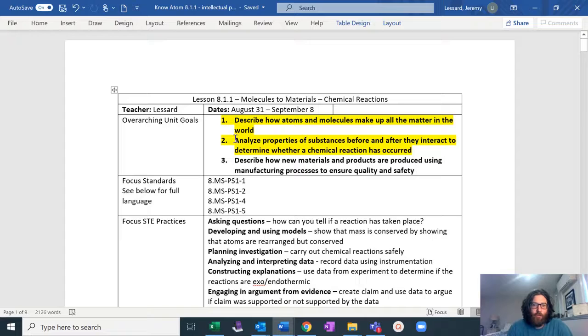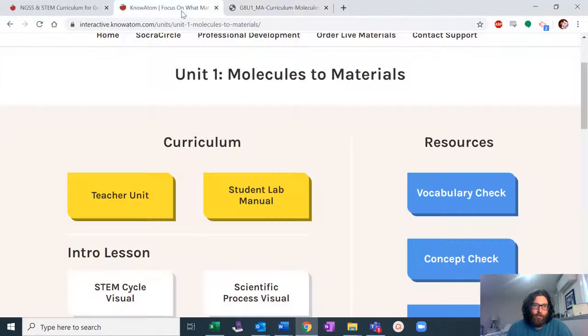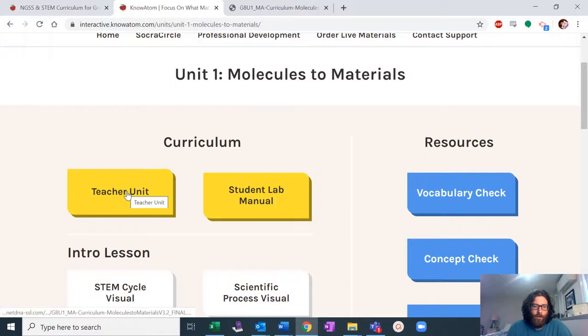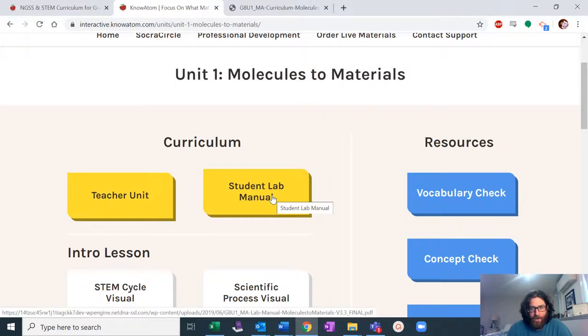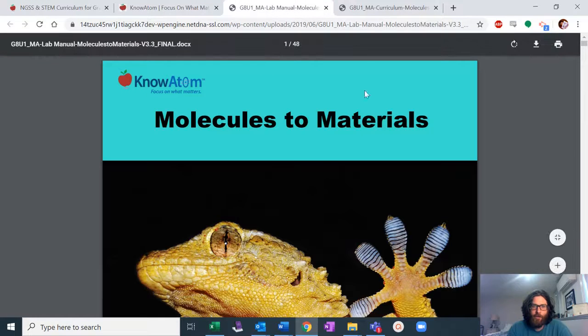So basically the first thing I want to do is open up KnowAtom, and we're going to find the teacher unit. You always want to work from the teacher unit, but you also are going to want to open up the student lab manual, because it's just easier to read in there, and you're going to see it the way that kids are going to see it. So I always like to open up both of them. And so I have my teacher one and my student one.